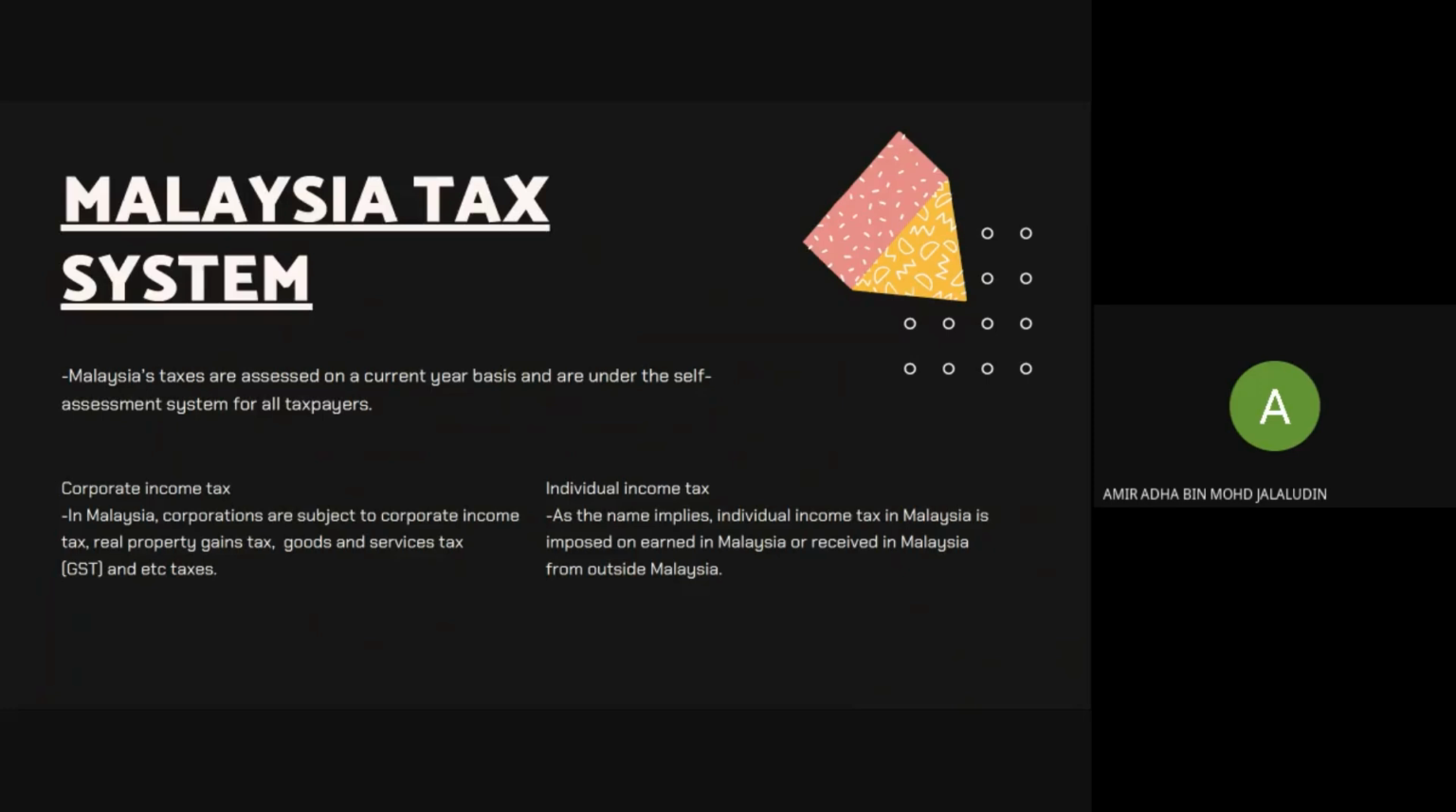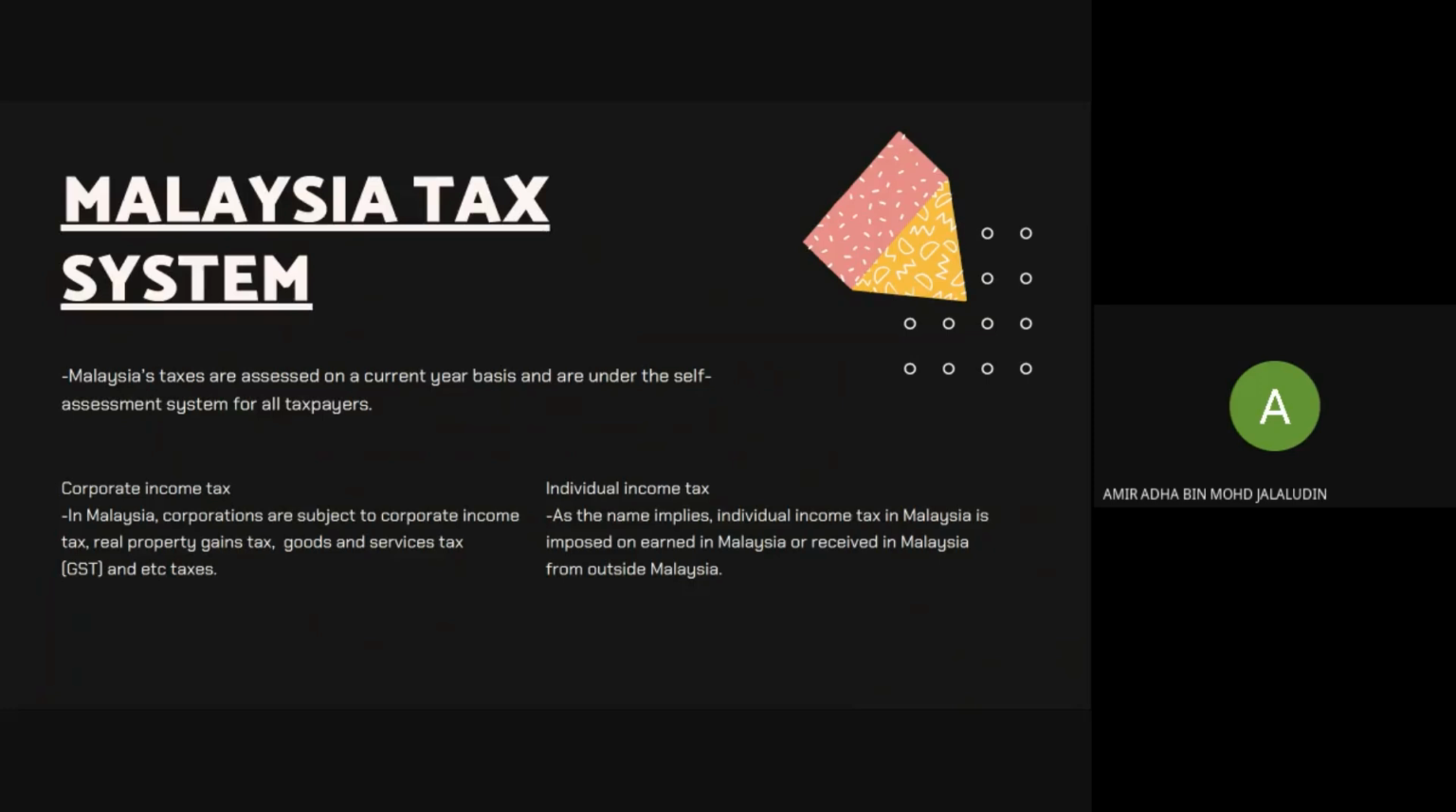There are two most important ones. As you can see, the corporate income tax. In Malaysia, corporations are subject to corporate income tax, real property gains tax, and goods and services tax. In other words, resident and non-resident organizations doing business and generating taxable income in Malaysia will be taxed on income accrued in or derived from Malaysia. Anything that has its source in Malaysia or has been done in Malaysia will be taxable.